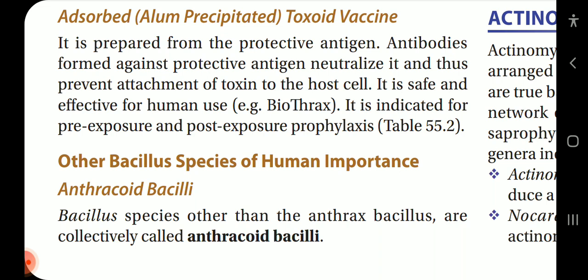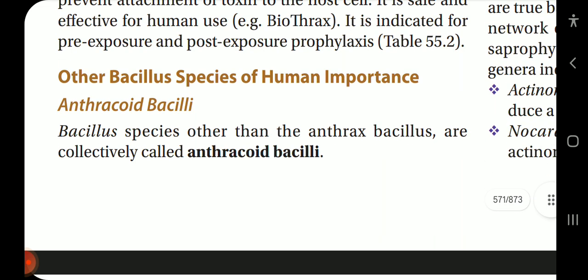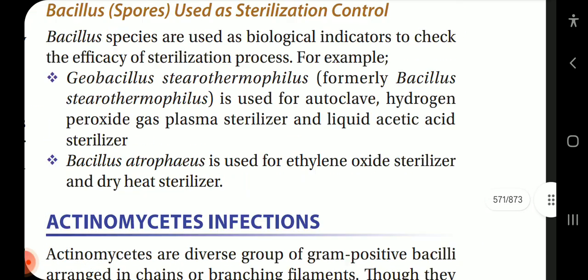Antibodies formed against protective antigen neutralize it and thus prevent attachment of toxin to the host cell. It is safe and effective for human use. Example, Biothrax. It is indicated for pre-exposure and post-exposure prophylaxis. Other Bacillus species of human importance, anthracoid bacilli. Bacillus species other than the anthrax bacillus are collectively called anthracoid bacilli.